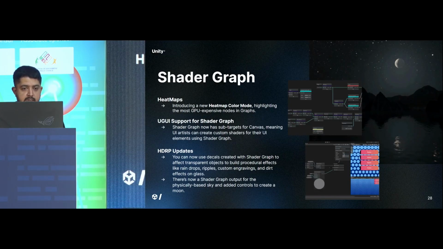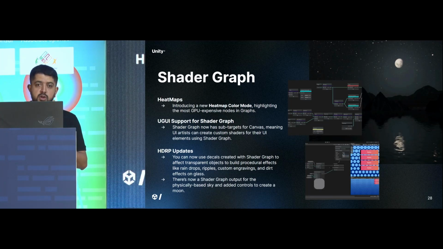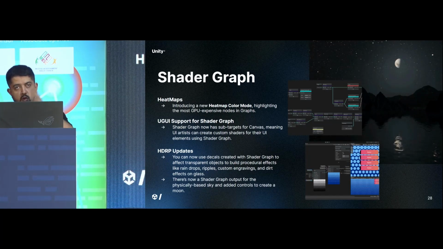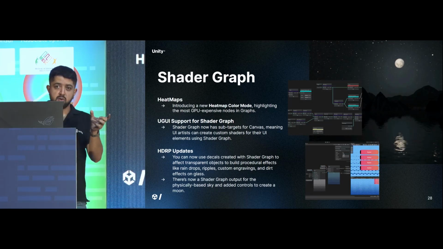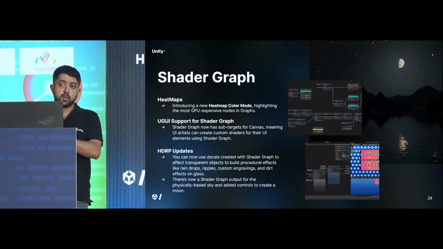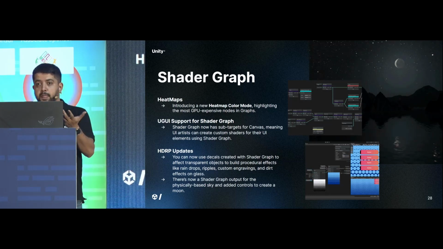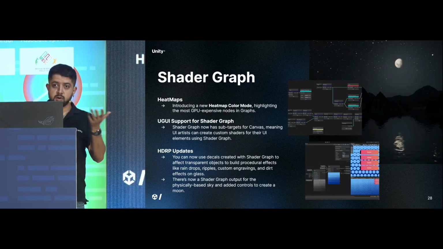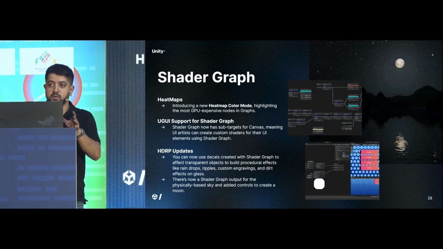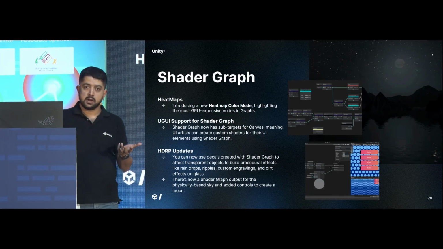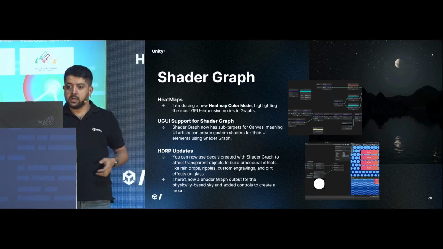On the shader graph side, shader graph now will support Unity GUI. So UGUI is now supported. It has sub-targets for both URP and HDRP. Also, little known fact, shader graph now does support built-in render pipeline for those who don't know. So if you are trying to build new shaders for built-in render pipeline, you don't have to go through the hassle of writing CG shaders. You can, in fact, write surface shaders with shader graph.